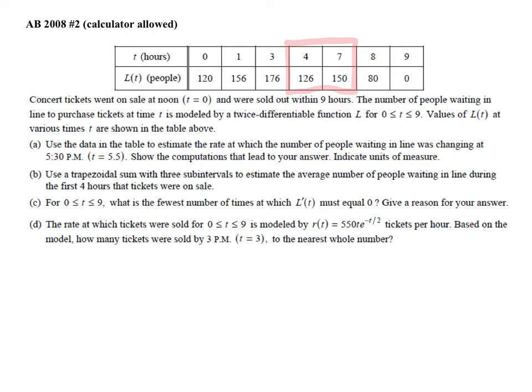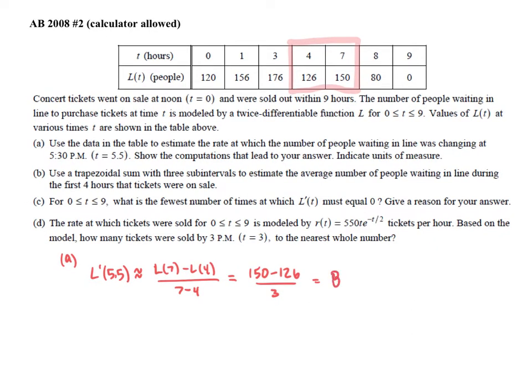And what we're doing is we're going to find the average rate of change over that time, which is just the difference quotient, and we'll use that as our approximation tool. So you could say that L prime of 5.5 is approximately L of 7 minus L of 4 divided by 7 minus 4. And that gives us 150 minus 126 given by the values of the table divided by 3. You could do it in your head, or you can use a calculator. And you simply get 8, and that is going to be people per hour. And that is all we need to do for part A. Pretty easy. Okay, let's move on to part B.